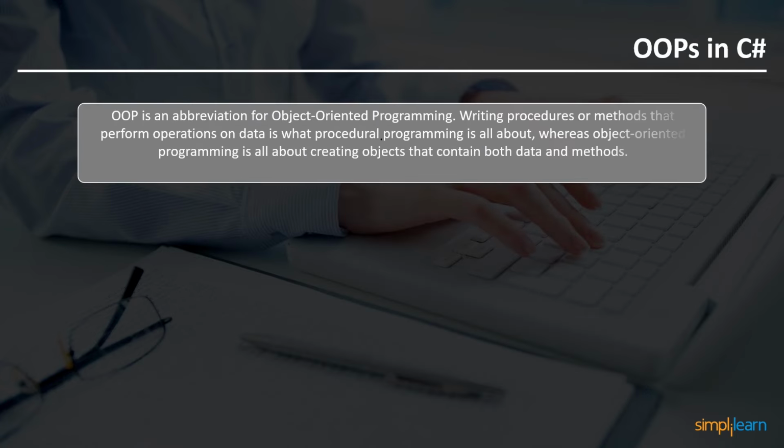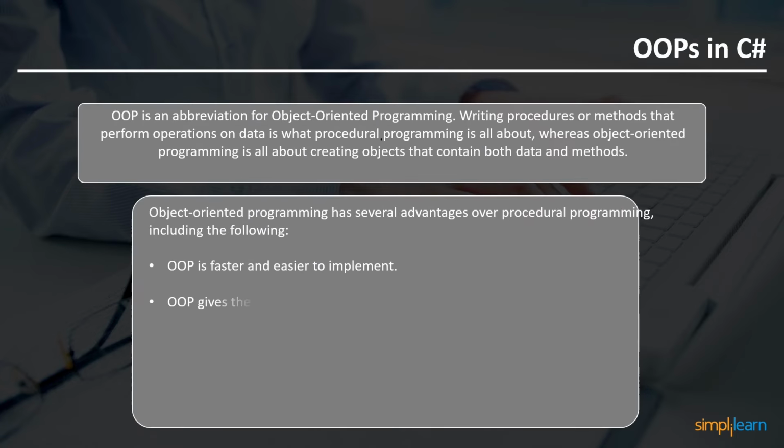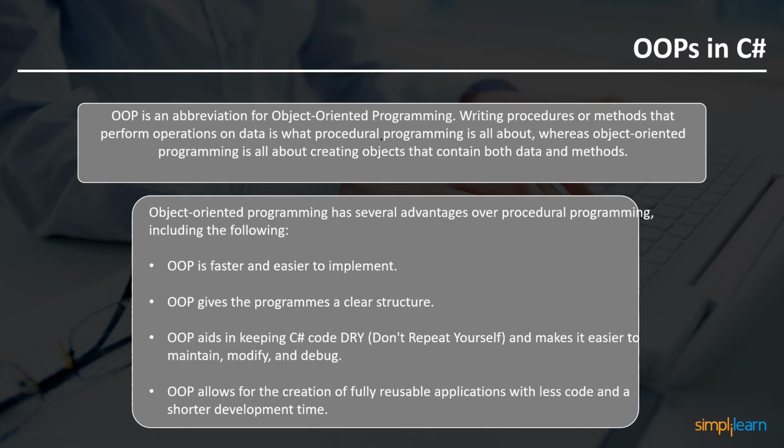We will now look into object-oriented programming in C#. OOP is an abbreviation for object-oriented programming. Procedural programming is all about writing procedures or methods that perform operations on data. In contrast, object-oriented programming is all about creating objects that contain both data and methods. Object-oriented programming has several advantages over procedural programming, including the following.